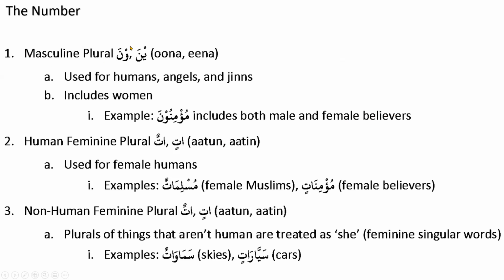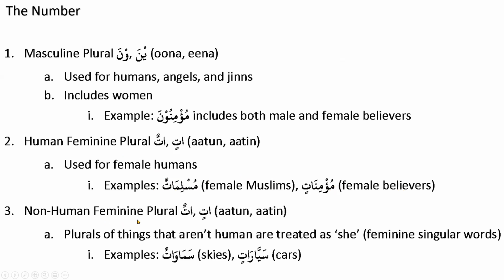So of the 6 plural categories, the first category is masculine plural, which is nothing but una, ina, that we learned in our first lesson, the chart. Human feminine plural ends with atun or atin, used for feminine human plurals. For example, Muslimatun, female Muslims, mu'minatin, female believers. These words are definitely feminine, and they are human female.